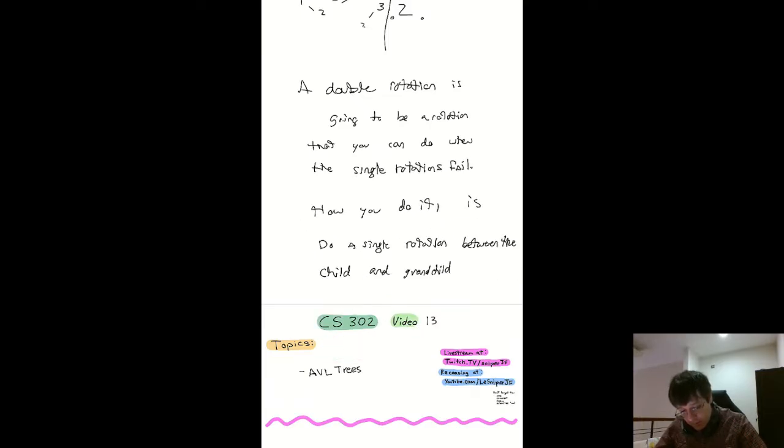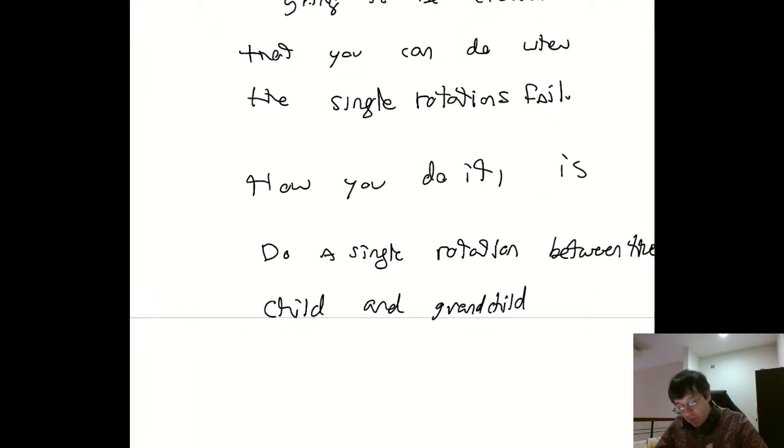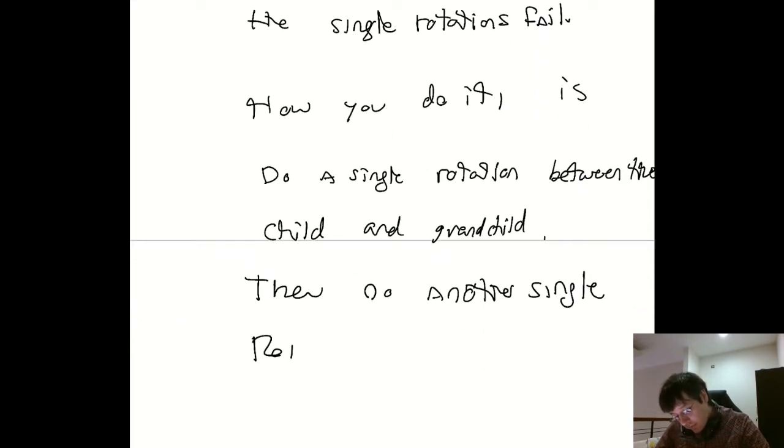Let's bring that down here. Okay? So do a single rotation between the child and the grandchild. Then do another single rotation on the root node that was originally unbalanced.